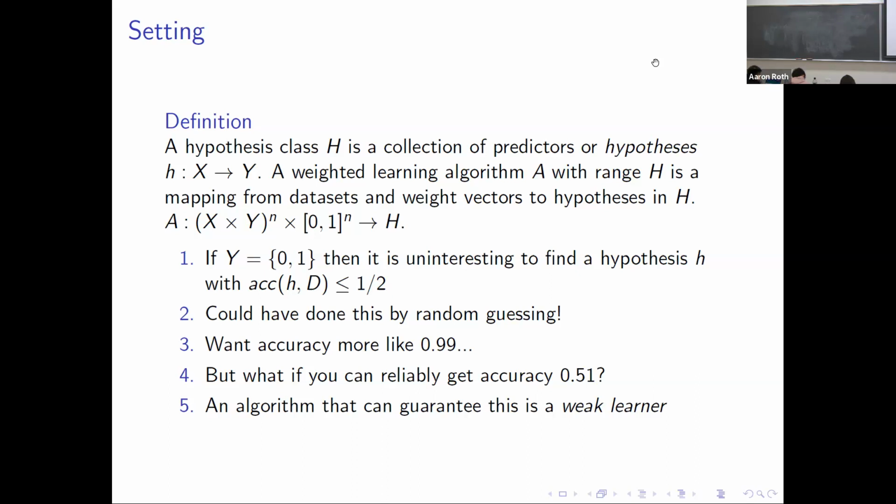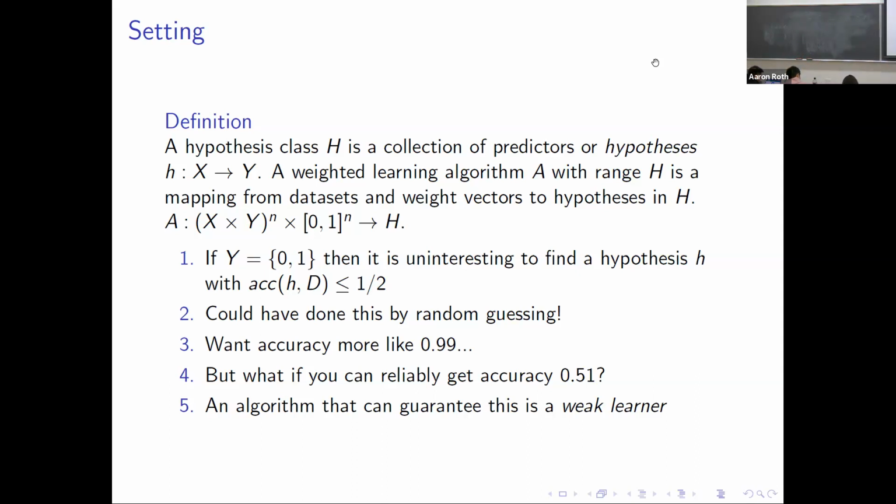Yeah. Say that again. So it's a binary prediction problem, so there's only two possible labels. In general, you could talk about a k-label problem, in which case the random guessing benchmark would be 1/k instead of 1/2. But in this lecture, we'll just talk about two labels. Good question.